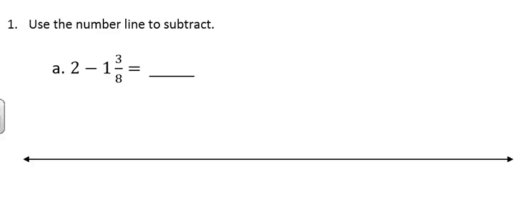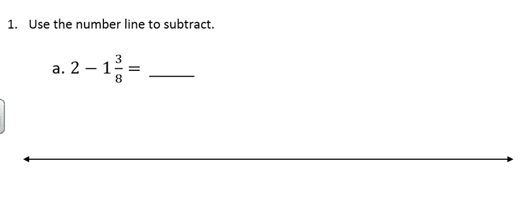This tutorial is for 5th grade, Module 3, Lesson 8b. This lesson is similar to the previous lesson, only this time we are going to subtract on the open number line. The problem says use the number line to subtract, and we are going to start with subtracting 2 minus 1 and 3/8.